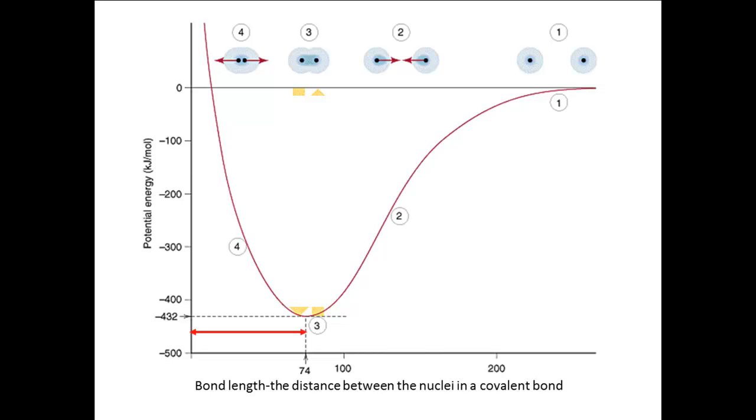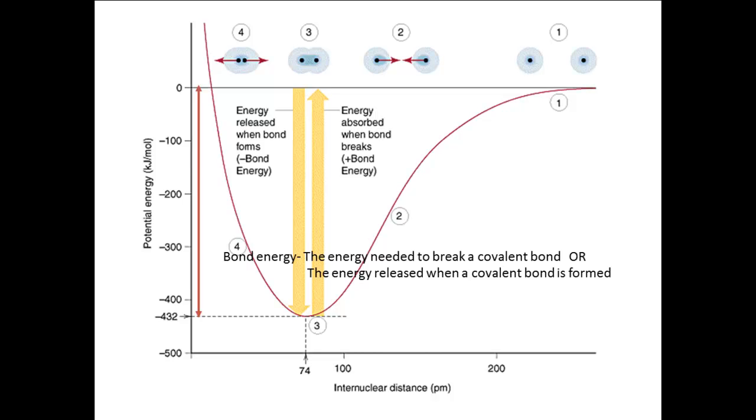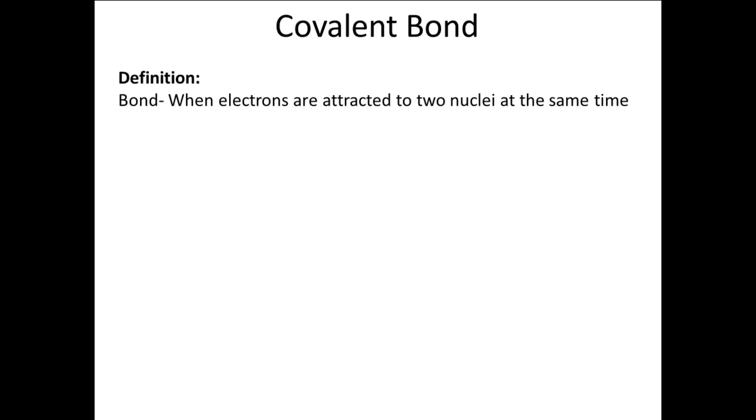The energy released when a bond forms, or the energy it would take to pull the two atoms apart, that is, to break the bond, is called the bond energy. Pause the video to write down the definitions. This is another definition of bond. Again, pause the video to write down the definition.